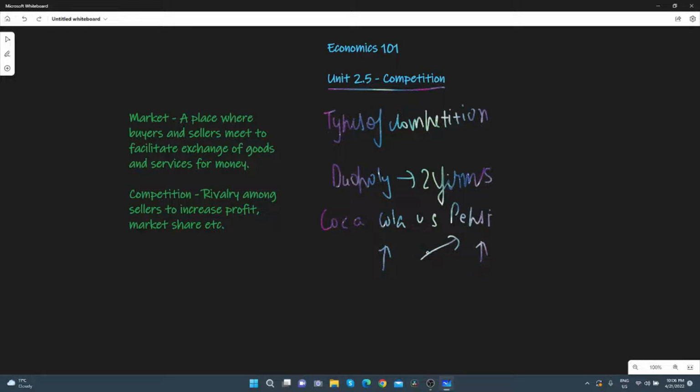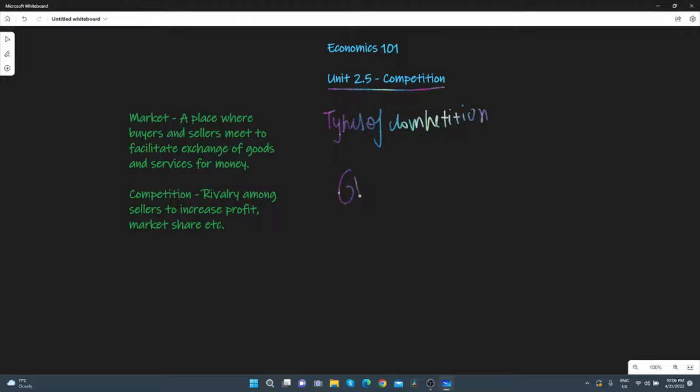So duopoly is something that you won't face a lot of the time in your exams. It's usually monopoly and perfect competition, and sometimes oligopoly as well, which is our third one. So oligopoly is when three to eight firms dominate.